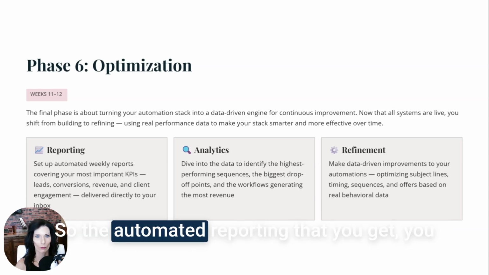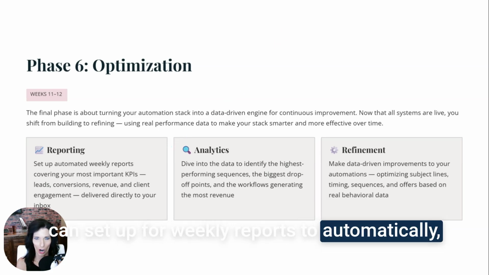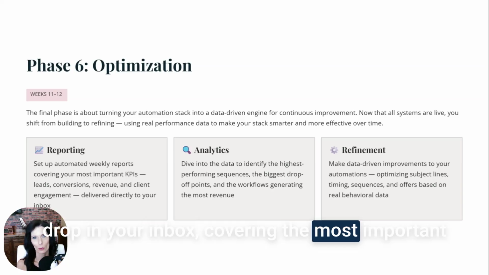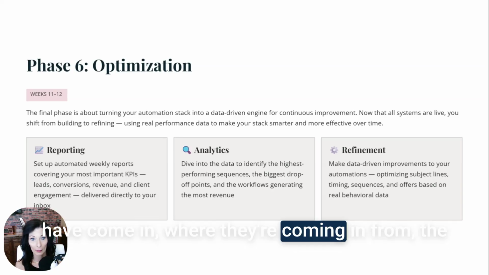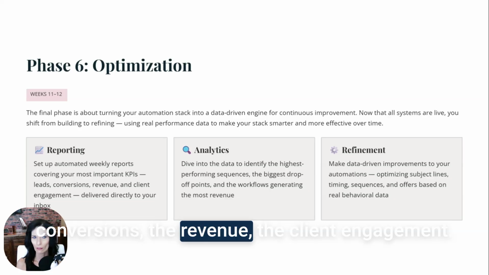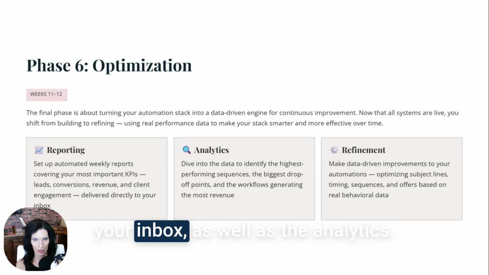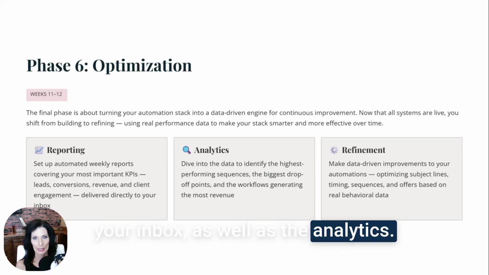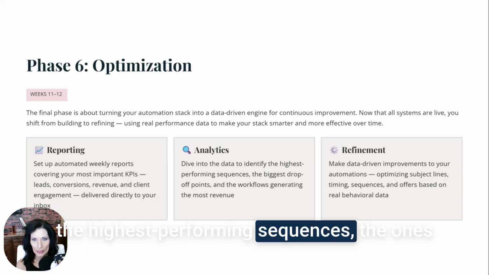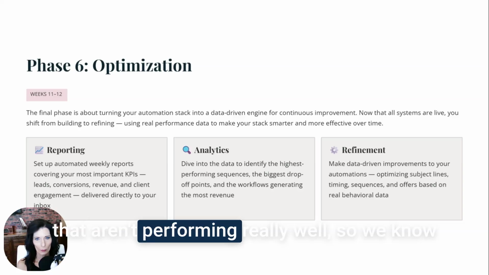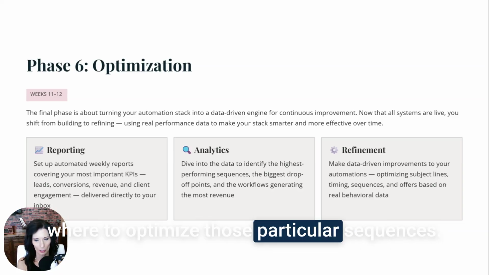So the automated reporting that you get, you can set up for weekly reports to automatically drop in your inbox, covering the most important things from the KPIs, the number of leads that have come in, where they're coming in from, the conversions, the revenue, the client engagement. All of that reporting is delivered to your inbox, as well as the analytics. So it helps to dive into the data to identify the highest performing sequences, the ones that aren't performing really well, so we know where to optimize those particular sequences.